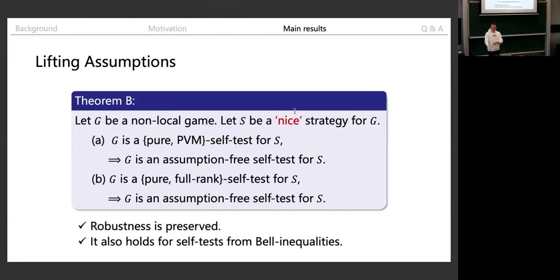Then a few remarks I want to make here. The first one is that robustness is preserved. By preserved, we mean that if we start with a robust self-test with assumptions, then we end up with, again, a robust self-test without assumptions. So the property of robustness is preserved. But here I have to say that the epsilon-delta dependence, or its numerical robustness, might blow up a little bit. I think in the worst case you need a square root. In some cases it is a constant multiple.